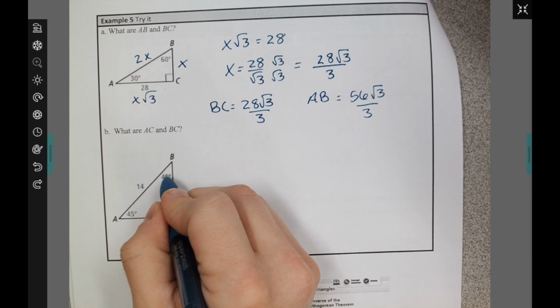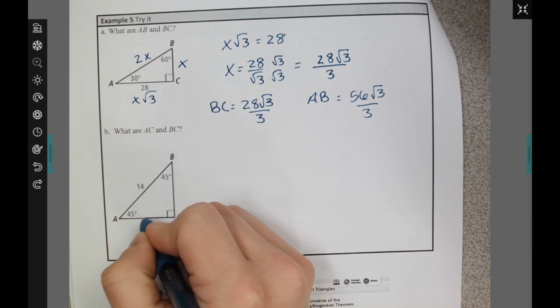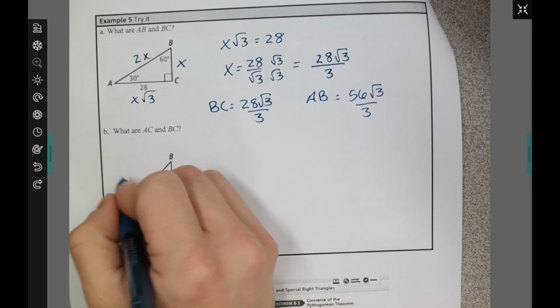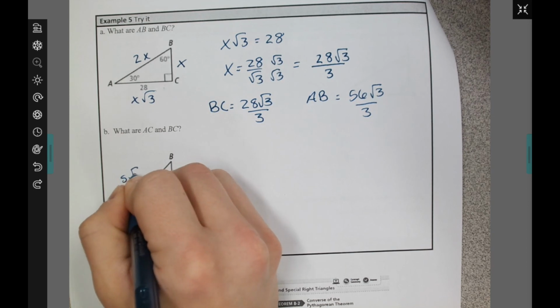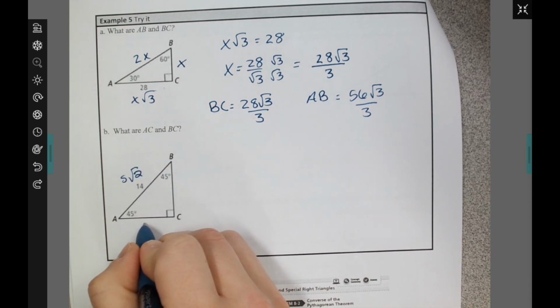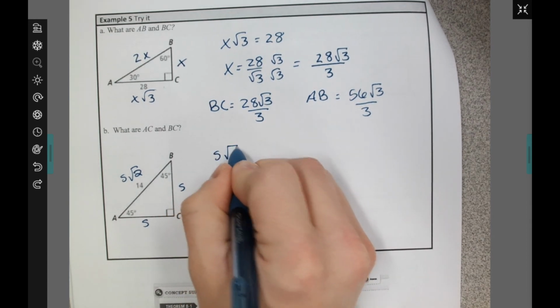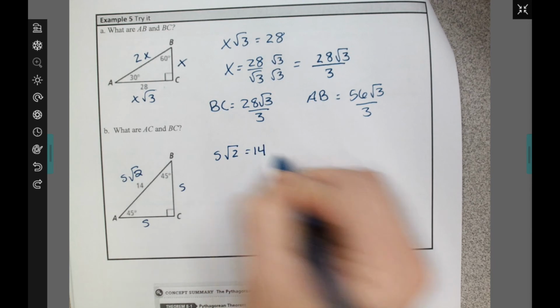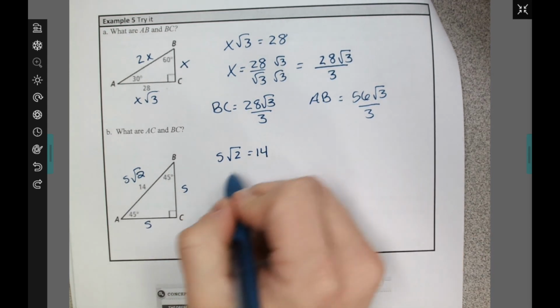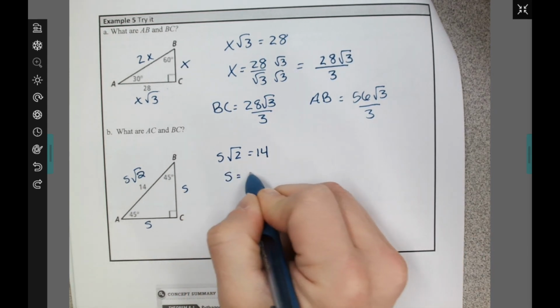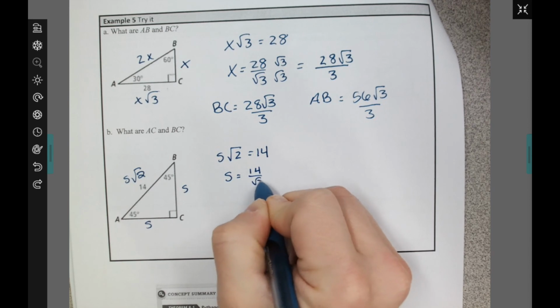You got 45, 45, 90. So for 45, 45, 90, your hypotenuse is s square root of 2. And then your legs are both s. Okay. On this one, we have s square roots of 2 equals 14. We need to find s. You divide each side by square root of 2. So s equals 14 over the square root of 2.